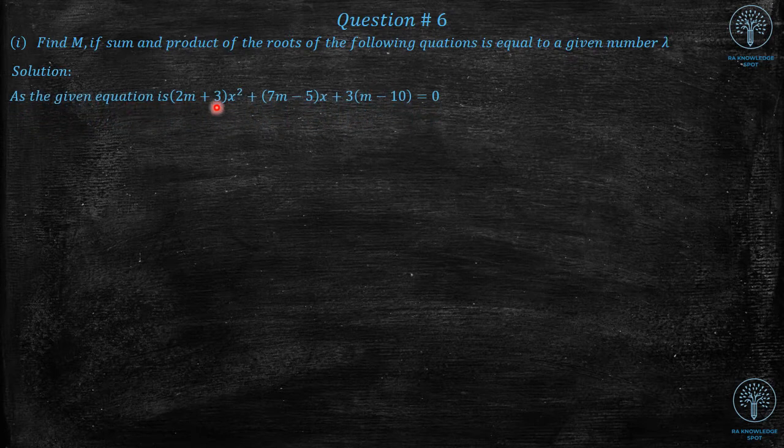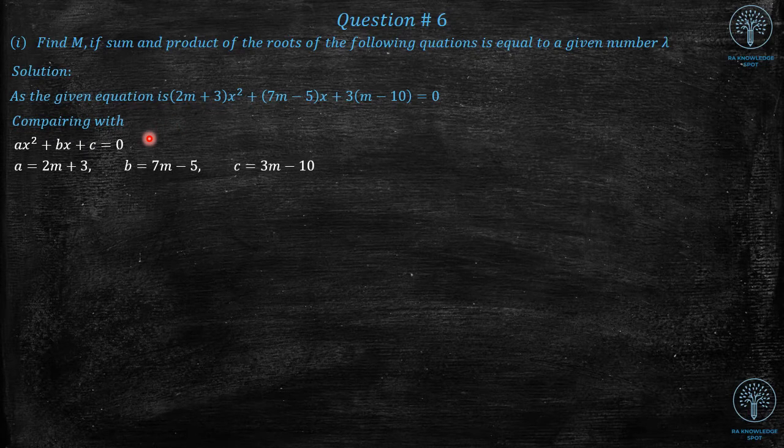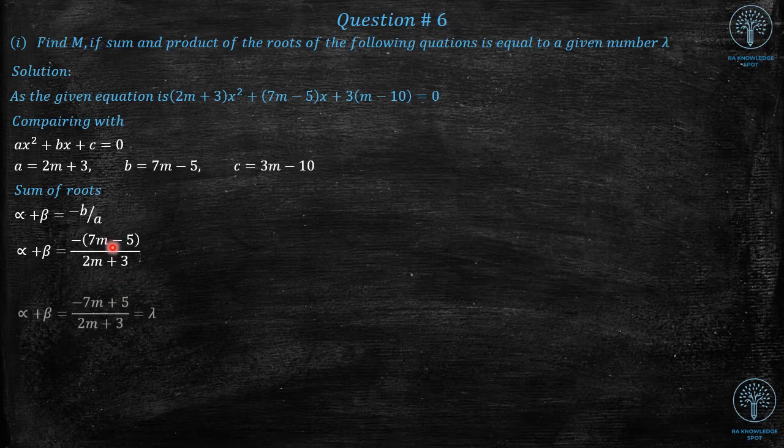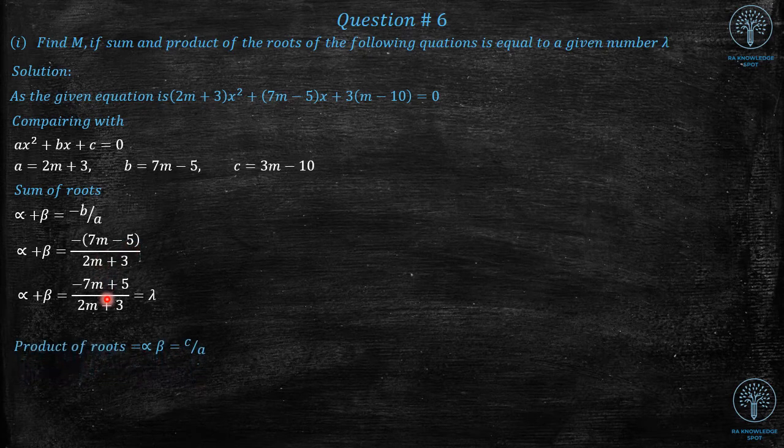As the given equation is this, now you can see the equation. Comparing with ax squared plus bx plus c, now this is your a, this is your b, and this is your c. Now as the roots, alpha plus beta is minus b over a. Putting the values, taking this minus inside the bracket, this will be positive and this will be negative, and this is equal to lambda.